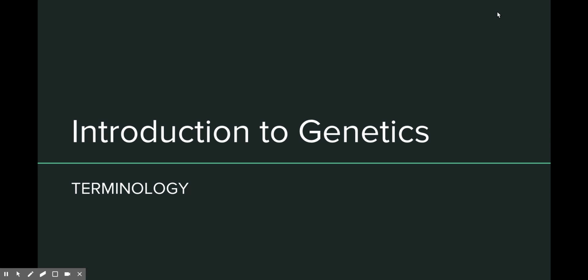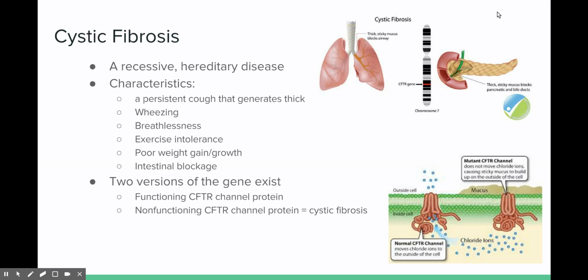We're going to be starting to talk about genetics, and in order to have a good foundation in this unit, we want to make sure that we have a good understanding of some basic terminology. In order to get to that terminology, I thought it would make sense for us to start talking about a particular genetic disease. The disease that we're going to talk about is cystic fibrosis. And cystic fibrosis is a recessive hereditary disease.